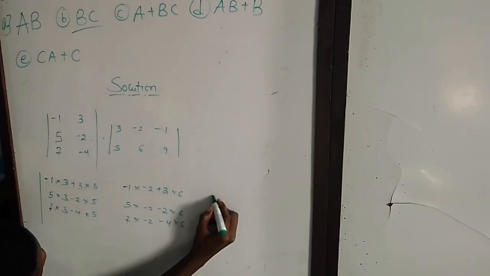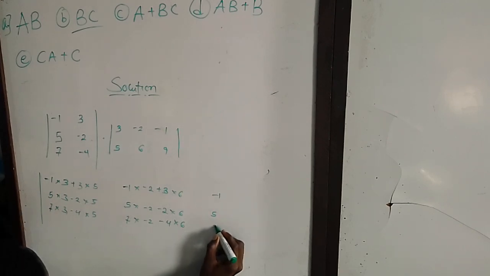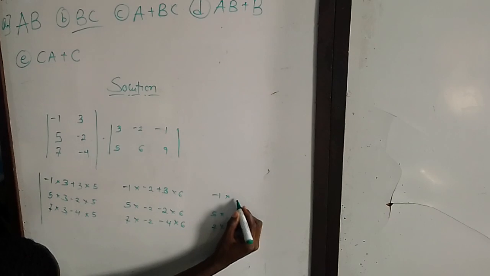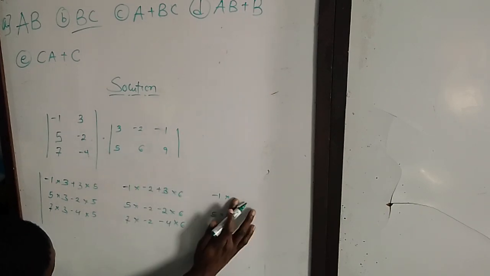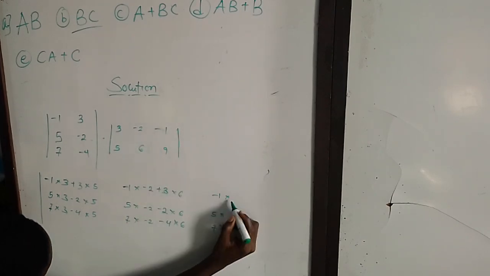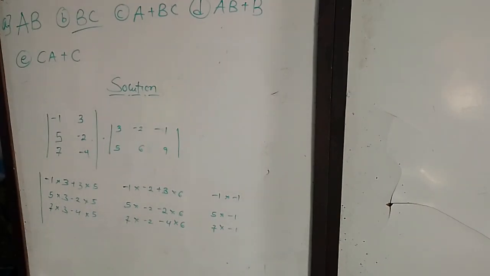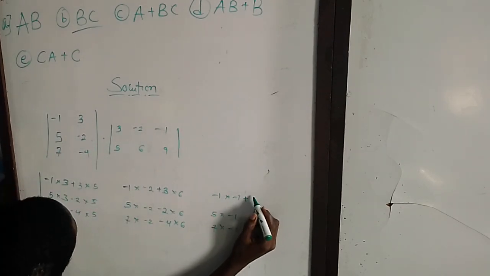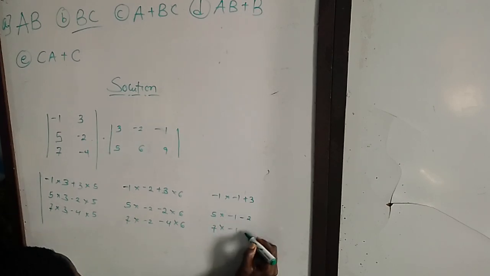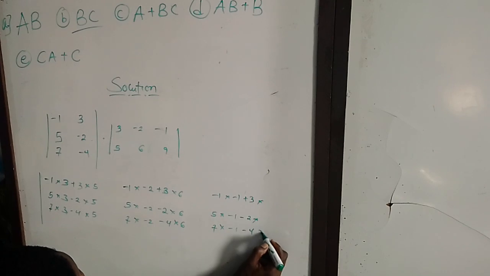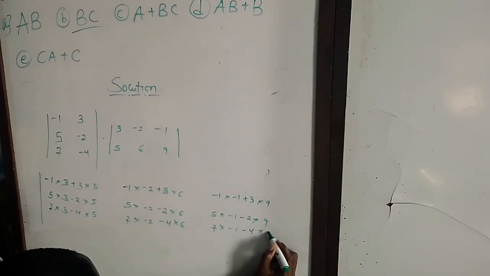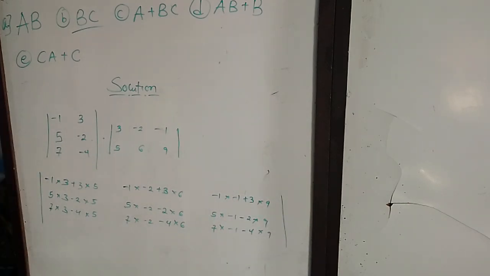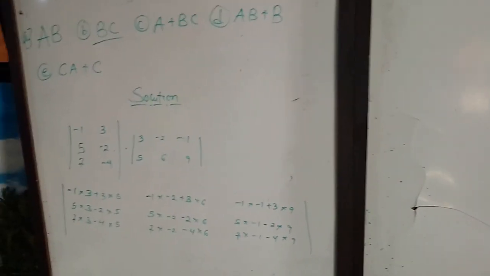Then you repeat again, minus 1, 5, 7, times 1, minus 1, minus 1. Then we are going to repeat this again, plus 3, minus 2, minus 4, times 9. So do you understand?